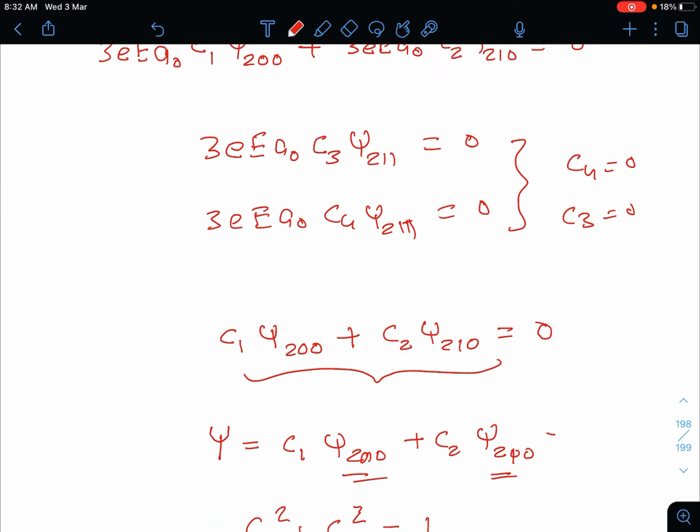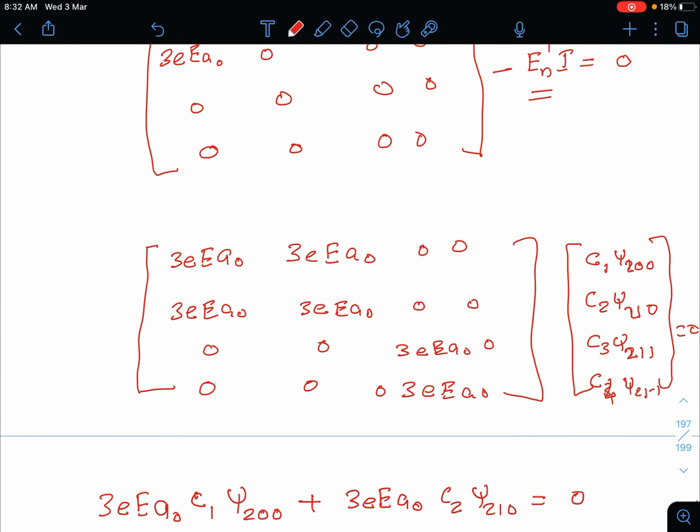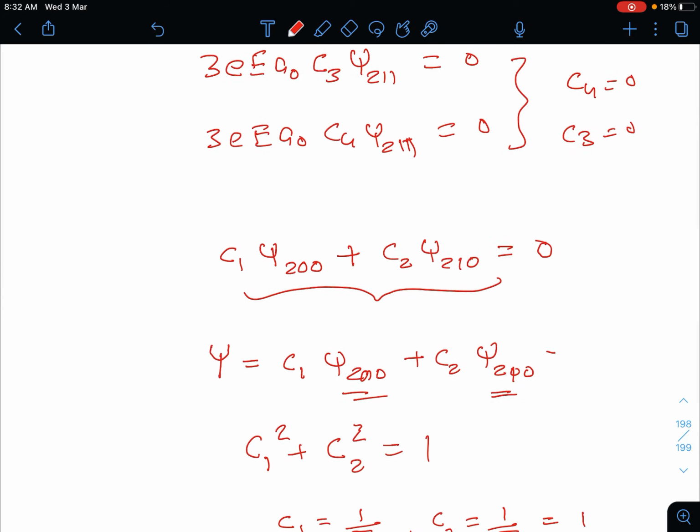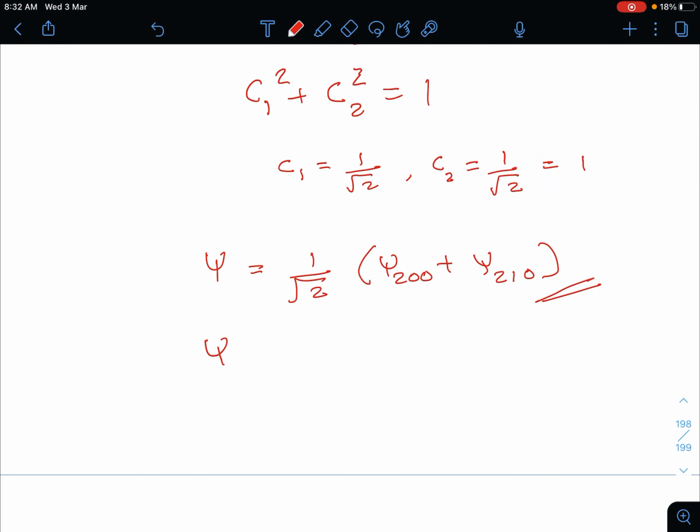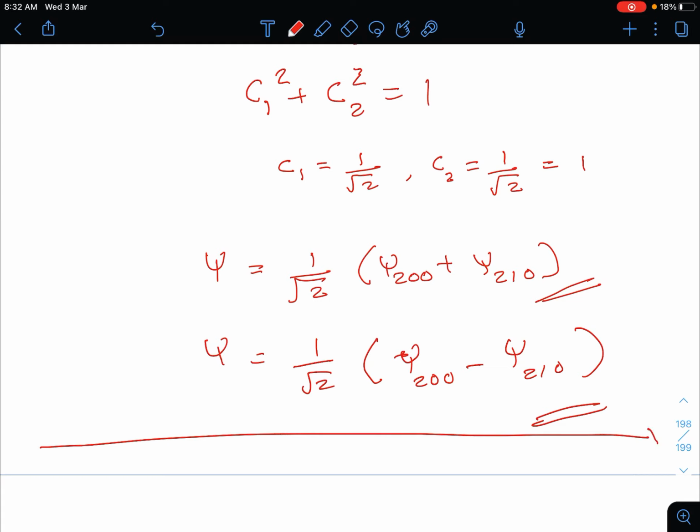Similarly, here we used 3 E E a0; if instead we put the next energy, minus 3 E E a0, you will similarly get psi equal to 1 by root 2 into psi 200 minus psi 210. So these are the two new eigenvectors for n is equal to 2. So this is how the energy levels are degenerated.